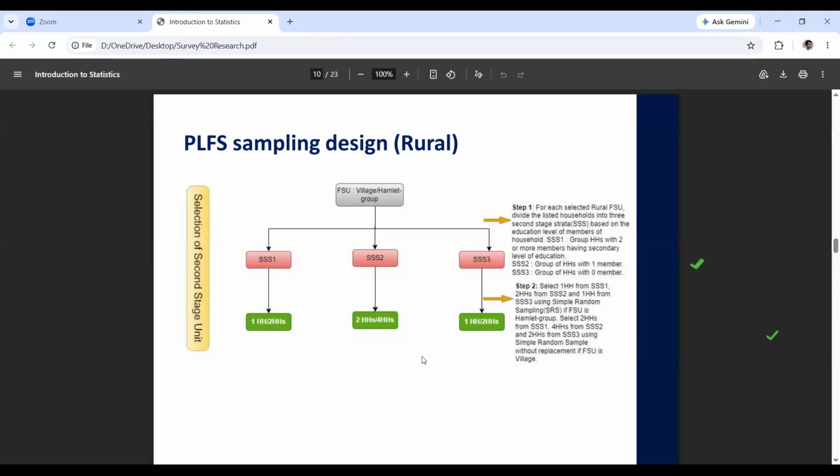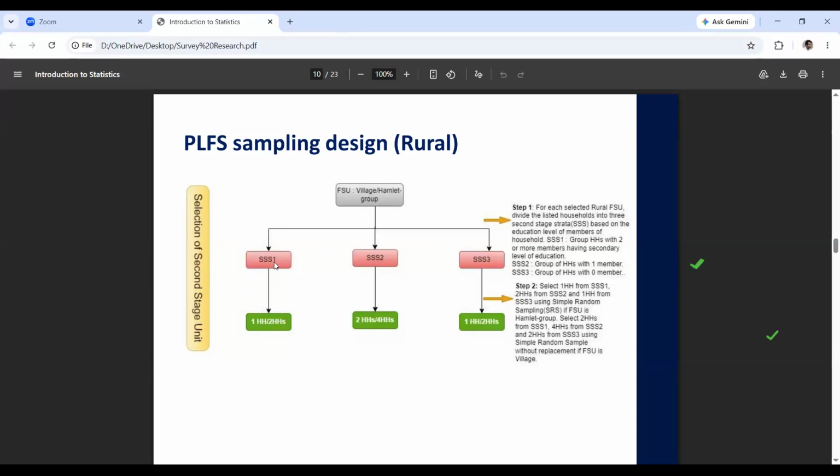So at the time of listing of all the households, they also collect information about how many persons or members in this household have obtained at least 10 years of school. On the basis of this variable, they categorize all the households into 3 groups in rural areas. In urban areas, 4 groups.